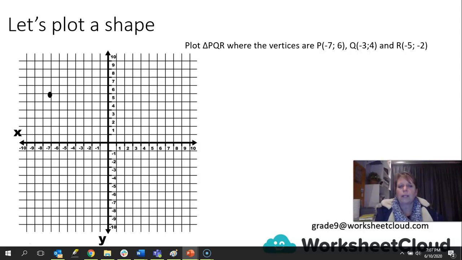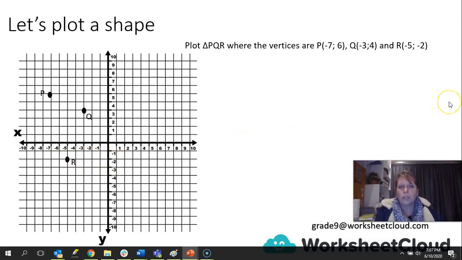There's P where it's minus 7, 6. Then we're going to plot Q, which is minus 3, 4. There we go. And then we're going to plot R, minus 5, minus 2. And there is point R. Okay, minus 5 and minus 2.